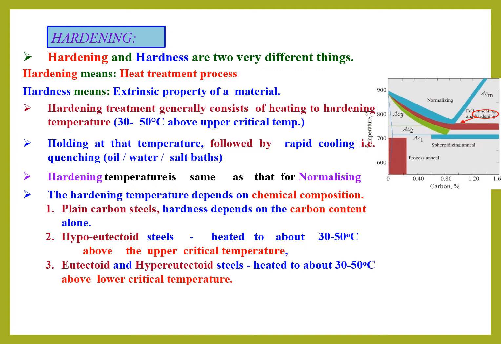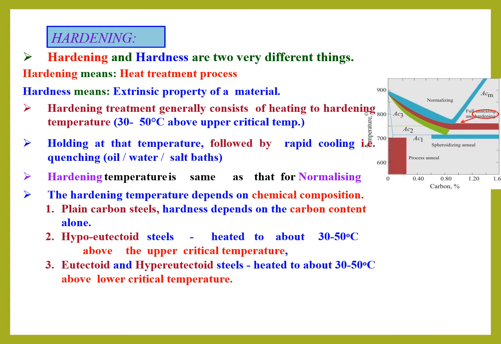What is meant by hardening? After manufacturing components, for example gears and all these components, we have to improve the hardness level. Only then will they withstand sudden shock loads, and then they will have high strength. That's why we do the hardening process.